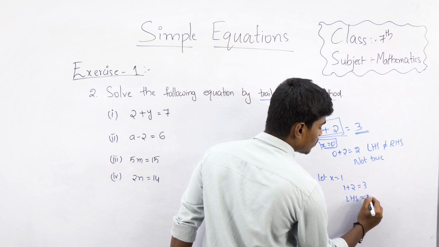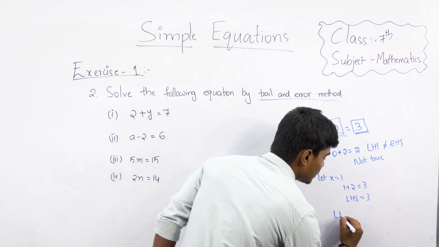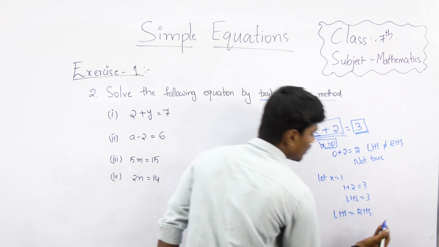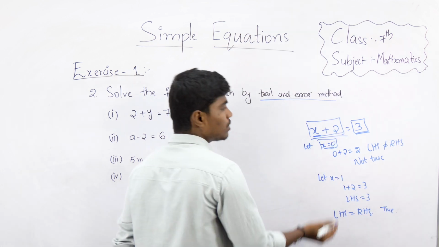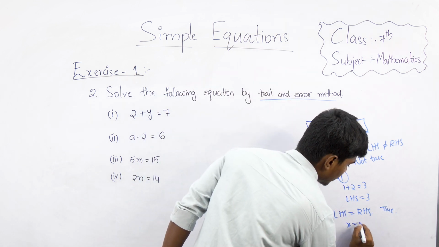LHS is equal to 3. Here on the RHS we have 3. So LHS is equal to RHS. Here the equation is true. So the value of x is 1. So x equal to 1.